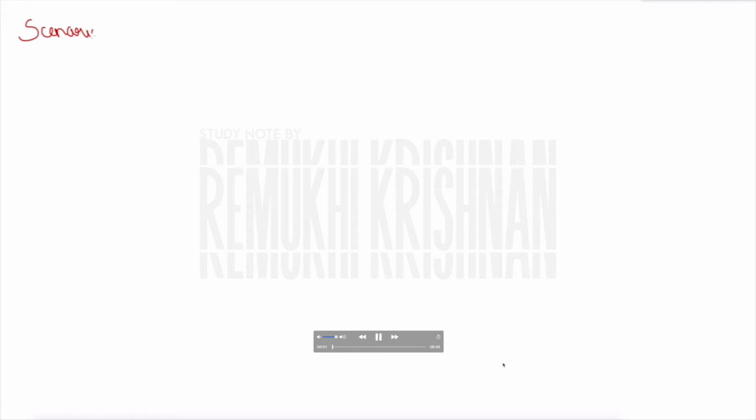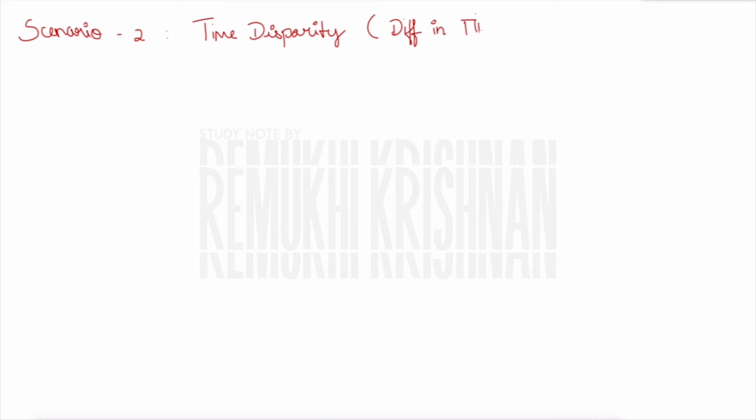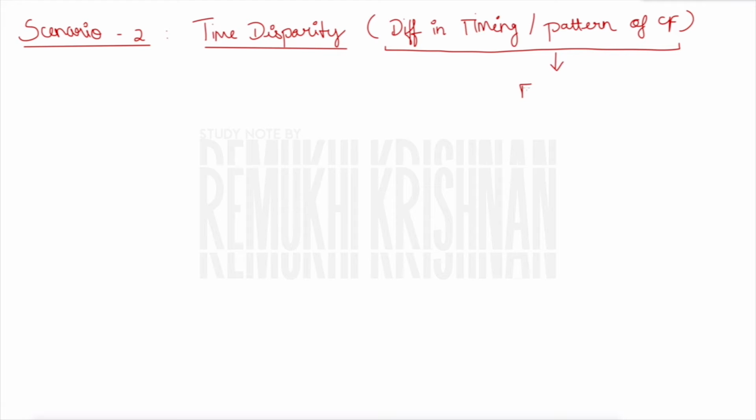Okay, let us move on to scenario 2. Scenario 2 is nothing but time disparity, that is, a difference in timing or pattern of cash flows of the alternative proposals. Okay guys, so the flow of the cash flow will differ. The cash flow will be more in the initial period and it may be decreasing towards the end of the periods. Okay, let us move on to the steps.